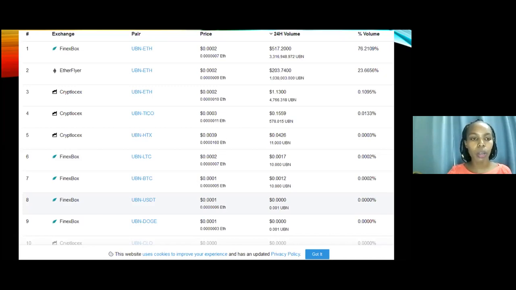And something else I wanted to mention: when you go to the market and buy yourself some Ubricoins, make sure that you withdraw those Ubricoins from the exchanges. Do not keep your Ubricoins in the exchanges. If you are not an active trader, if you're buying Ubricoins just to hold them, make sure that you withdraw them from the exchanges. Otherwise, if you are an active trader, you can continue trading the Ubricoins in the market.